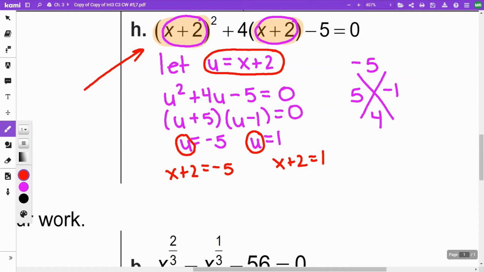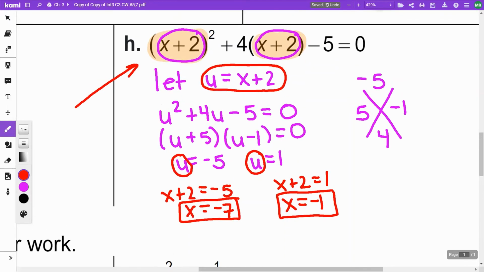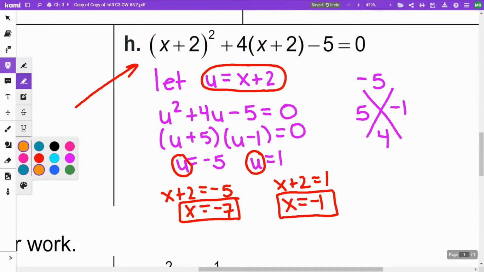So I'm going to solve these two equations. This one, I'm going to minus 2 from both sides and get a negative 7. The other one, I'm going to minus 2 from both sides and get a negative 1, and those are our two answers.